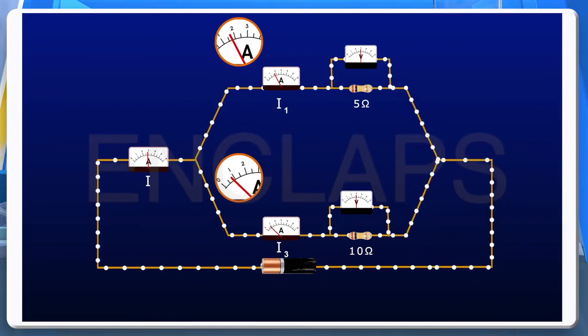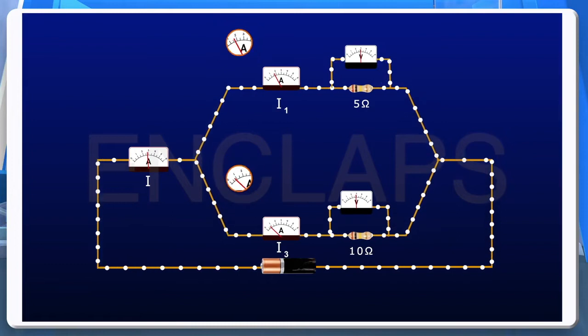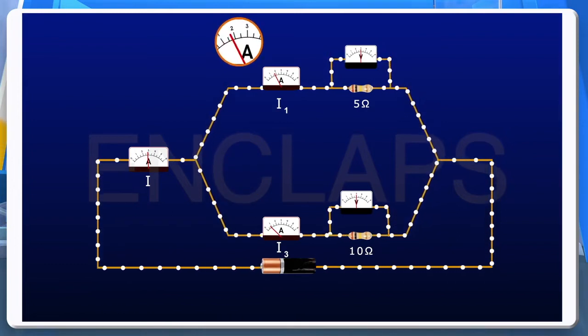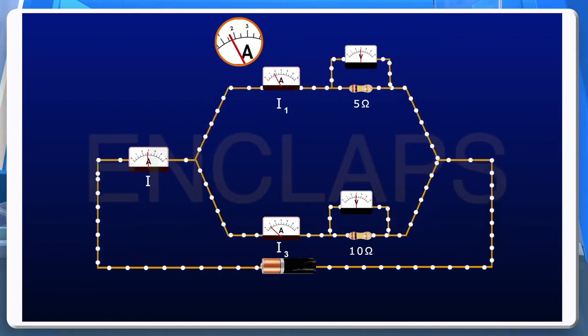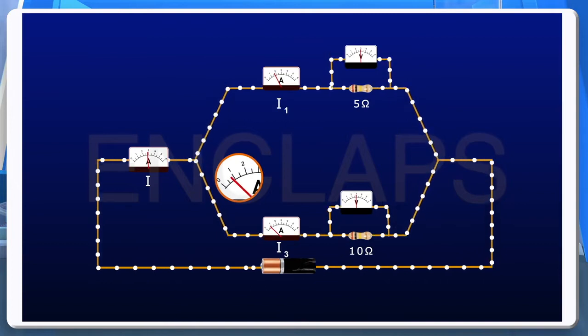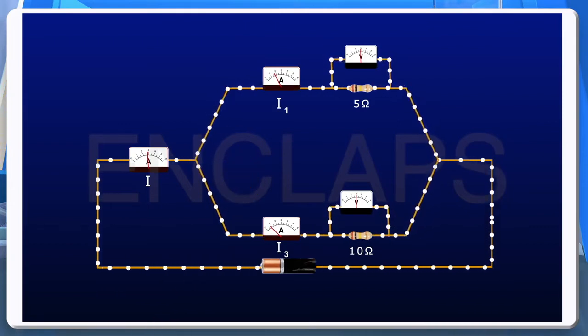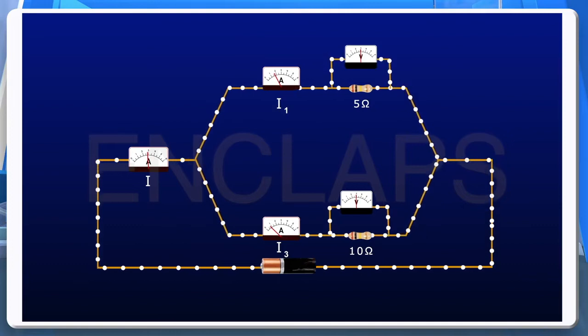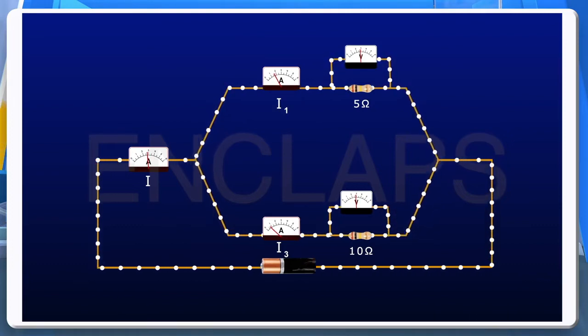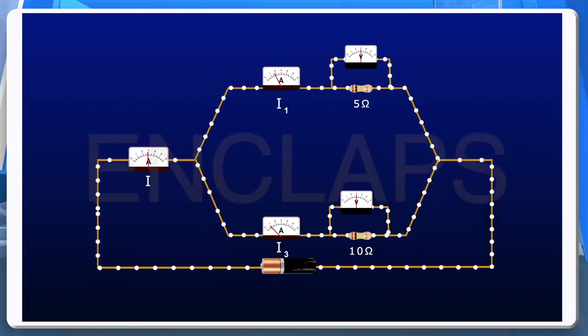Look at each of the ammeter connected to each resistors. All the readings are different. 1.8 ampere current flows through the lower resistor 5 ohm and 0.9 ampere current flows through the higher resistor 10 ohm. That is, the main current gets divided into two paths. More current flows through the lower resistor and less current flows through the higher resistor.